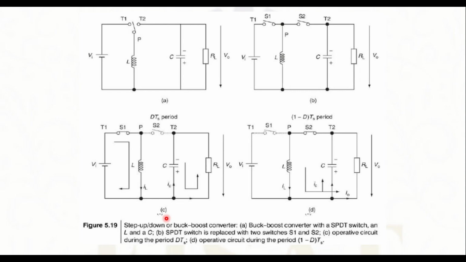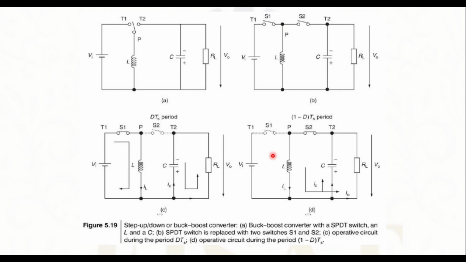We can see from this figure that during this period, the switch S1 is closed and the current is passing through the inductor. Therefore, we can say that there is a current IL through the inductor. And since S2 is open, the energy which is stored in the capacitor is going to the output, and we can observe that the capacitor current is with an opposite polarity. The capacitor discharges with an opposite polarity.